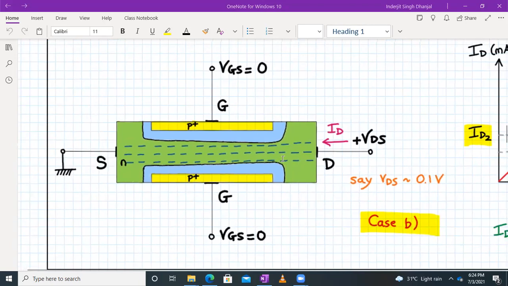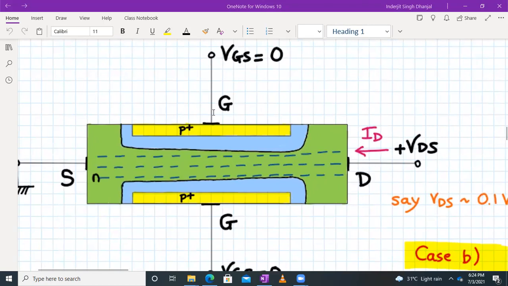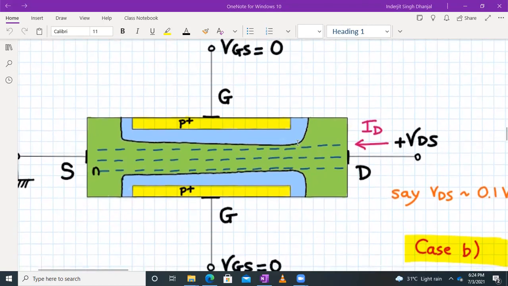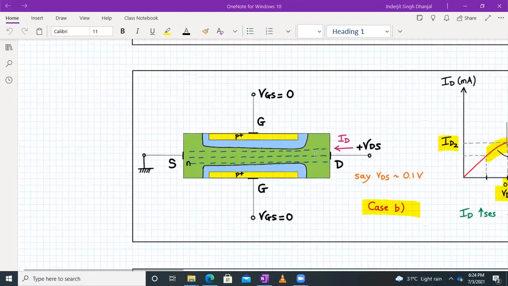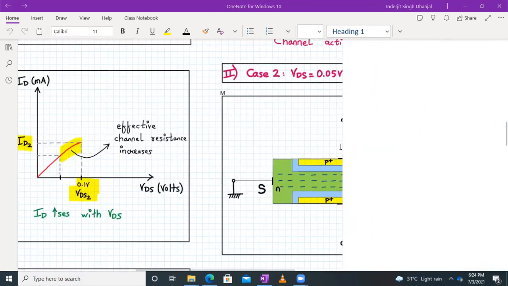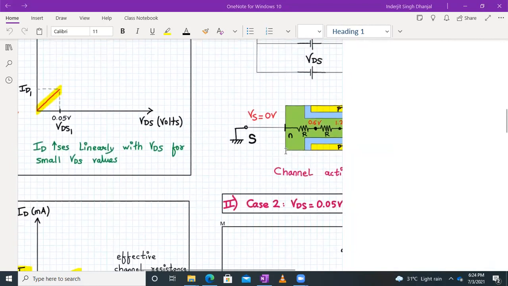So as the drain voltage increases, the gate to channel PN junction becomes reverse biased near the drain end, and due to that the depletion region widens, extending further into the channel. Even though the channel will act as a resistor over here, the effective channel resistance will increase as the depletion region widens. Let me explain it to you with the help of the diagram.